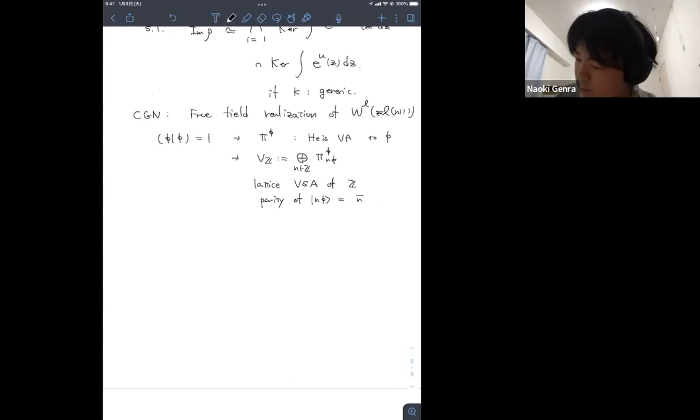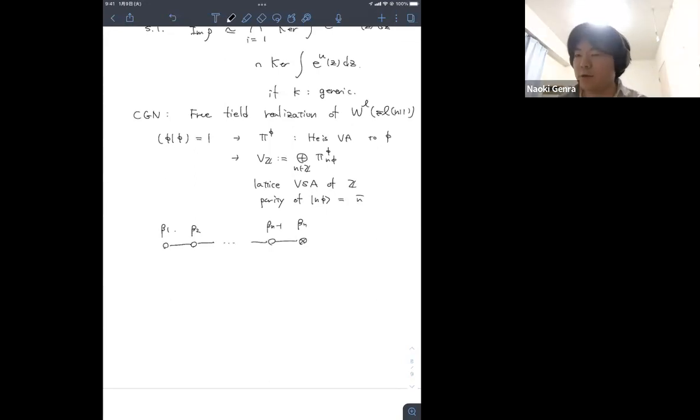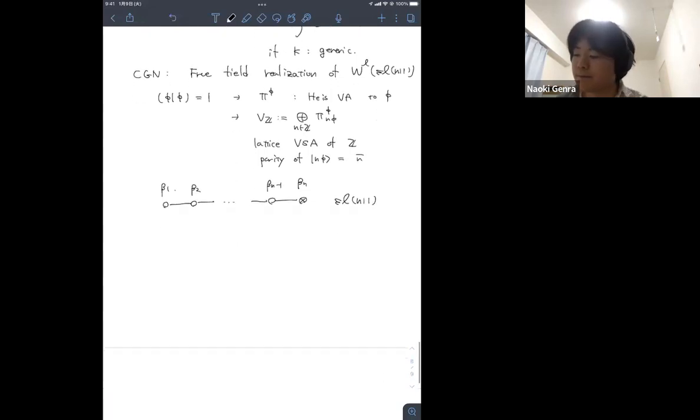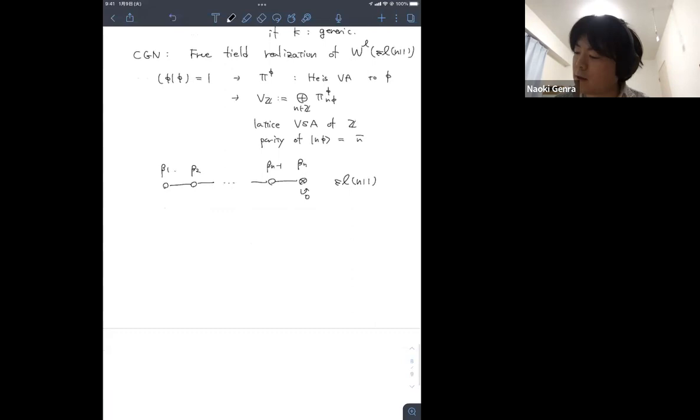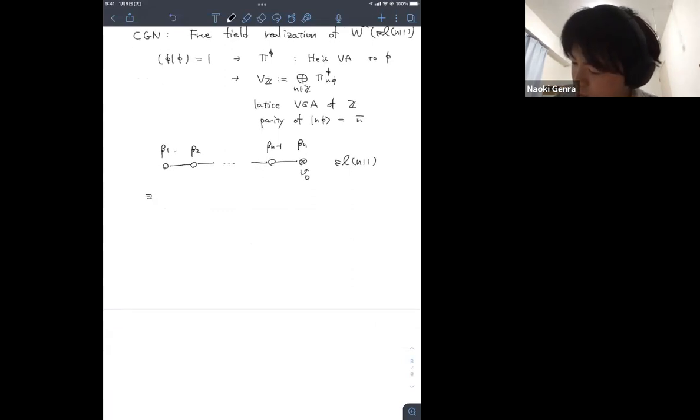And then we take beta 1, beta 2, up to beta n minus 1, and this is beta n. That's a simple root of sl(n|1). This residue is odd, so the inner product with itself is zero. Others are just two. And then we can find that W^k(sl(n|1)) is embedded in the Heisenberg algebra corresponding to beta, level k plus n minus one. This is generated by these beta, tensor this V_Z.